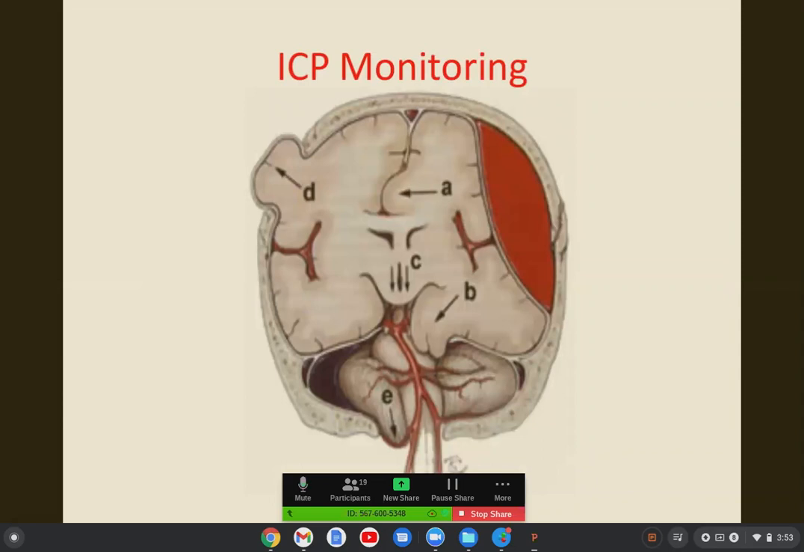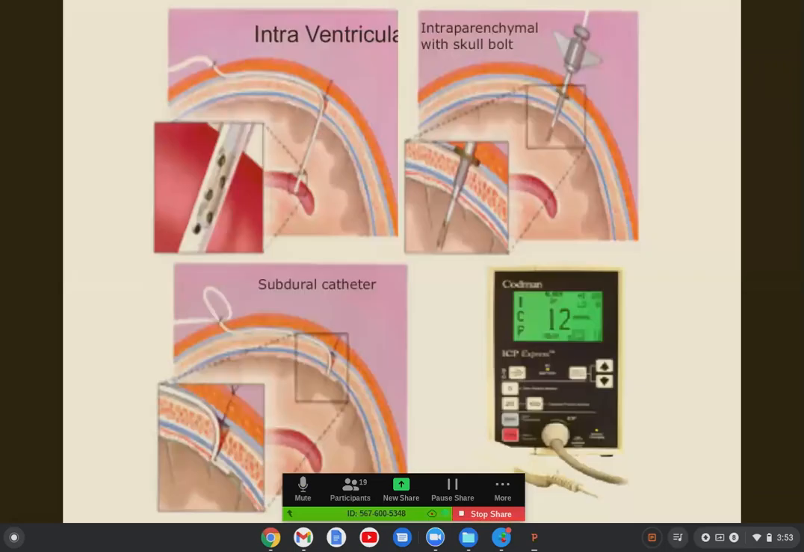this is the time when you go for ICP monitoring, if time permits and your ICU is equipped to handle raised ICP. I've shared a video today on the group where we discussed skull bolt and intraparenchymal insertion of an ICP monitor. This is an intraventricular monitor. It has associated complications of hemorrhage and ventriculitis. It has certain benefits and certain demerits as well.